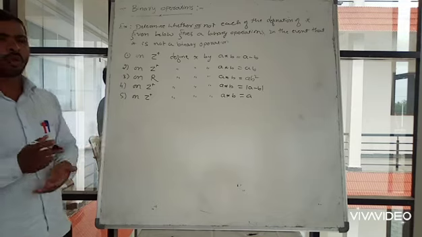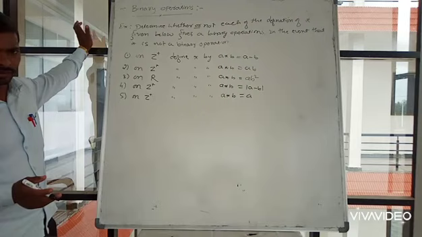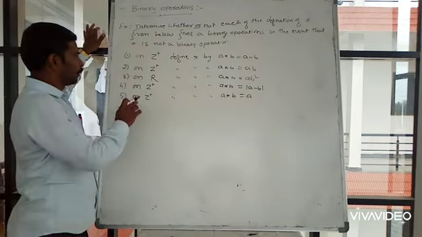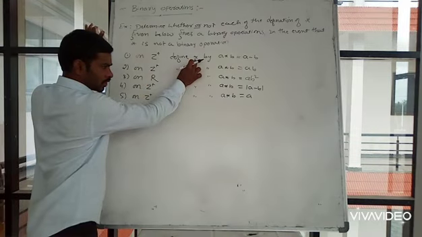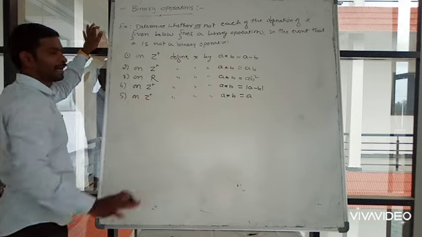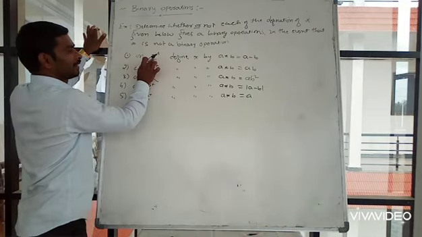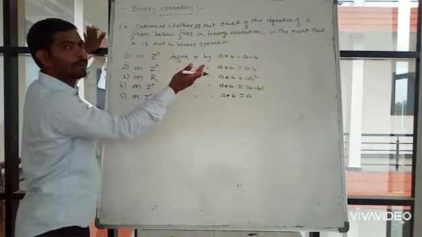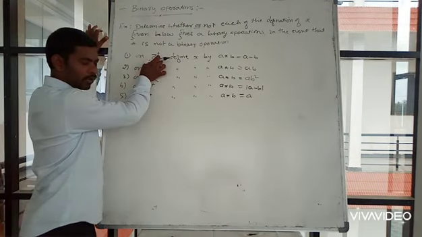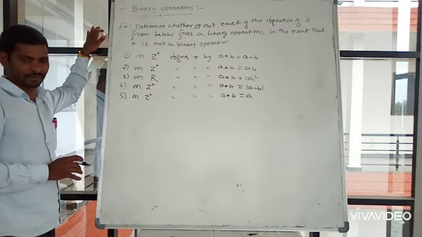So for the 1 mark question in part A, I am going to check whether these operations are defined on this set, that is, whether it is a binary operation. It means that this operation star on the set Z plus is a function from Z plus cross Z plus to Z plus.